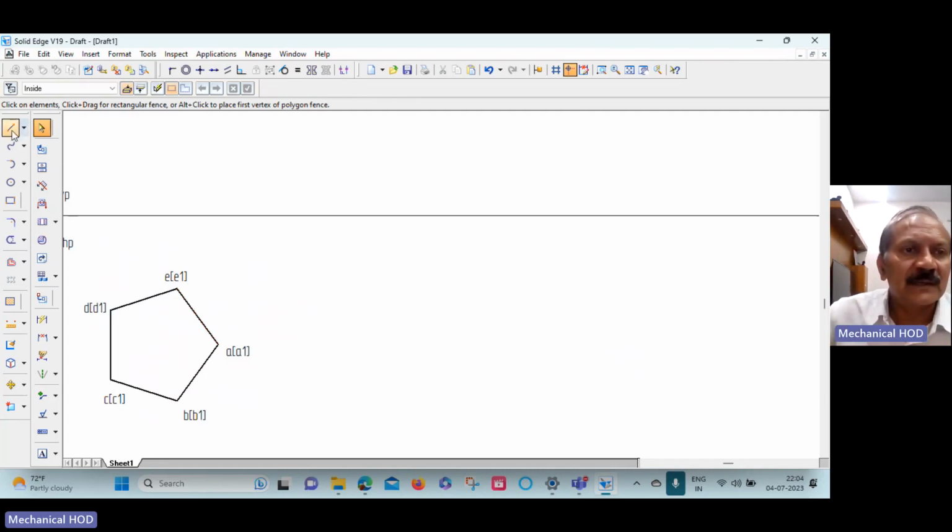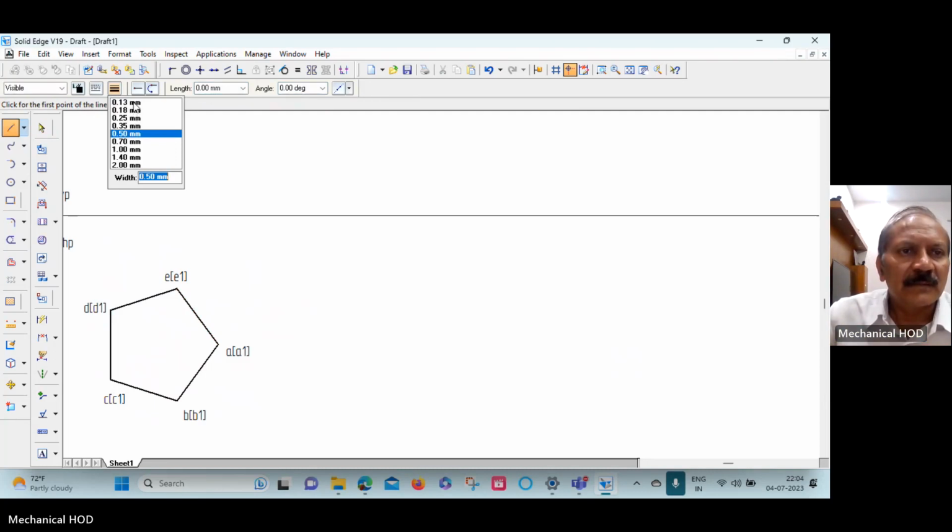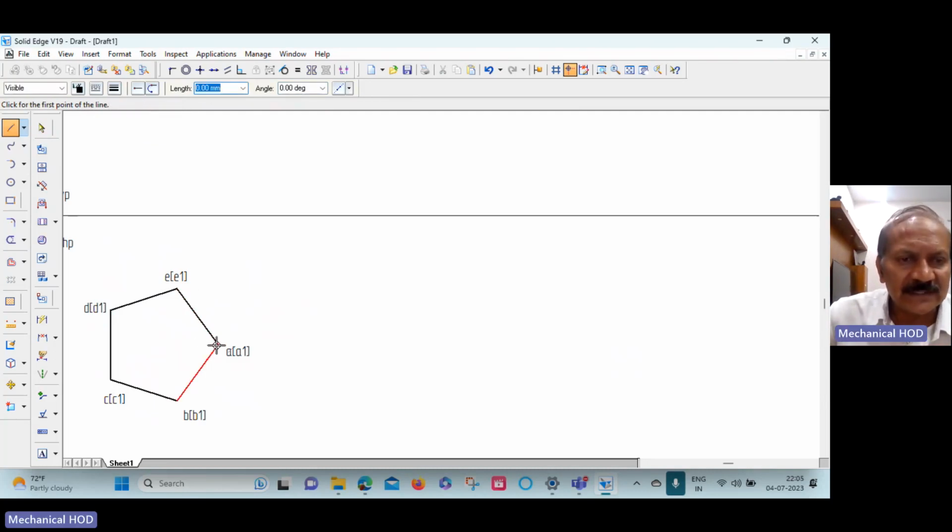Then find out the center of the pentagon by drawing the median. Median is a line joining the corner to the center of the opposite edge. There are 5 corners. You can draw 5 medians like this. I'll draw only 3 medians. 3 is enough to find out the center. Even if you draw 5, nothing wrong. Now I'm projecting all the edges.